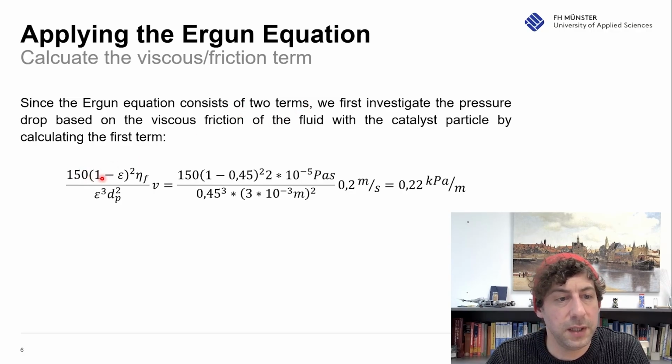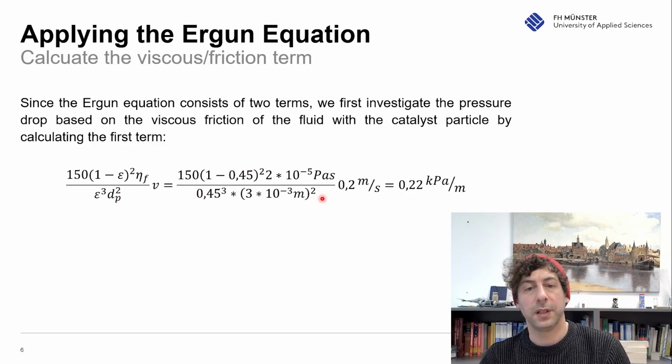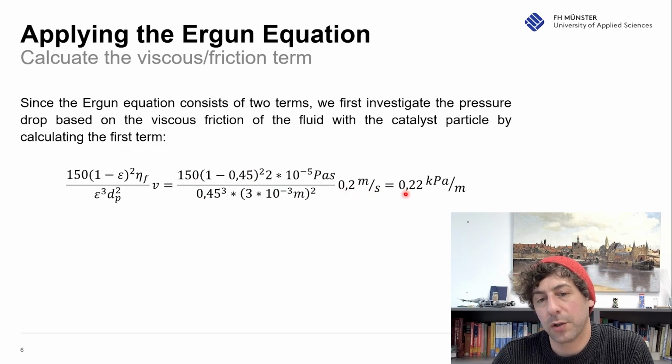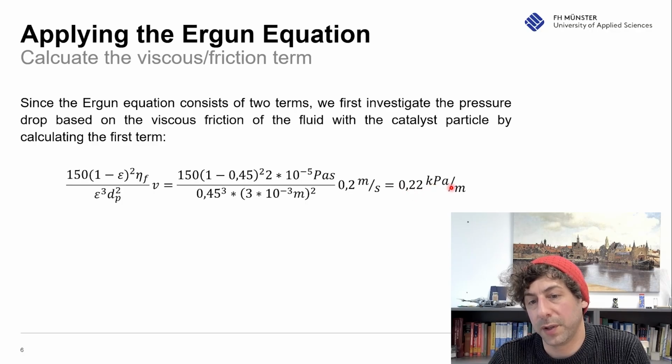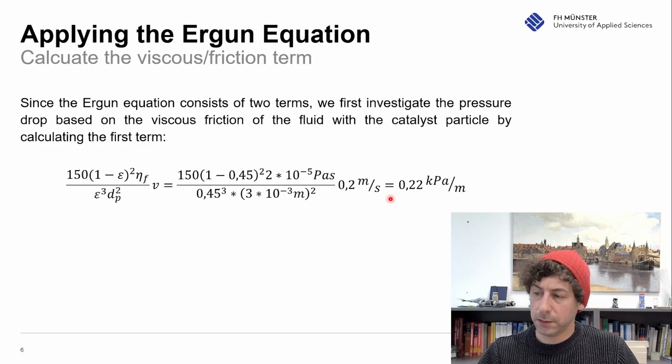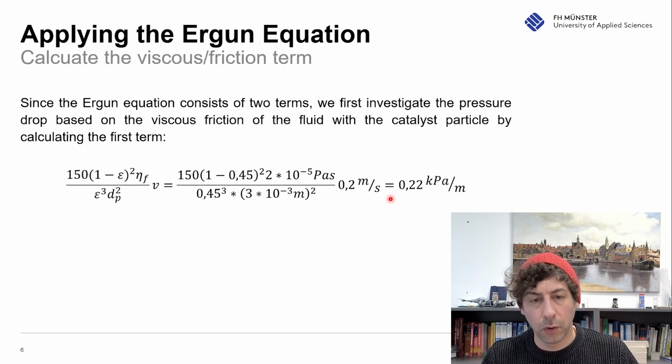So this is 150, (1 minus porosity) squared, viscosity of the system, velocity, and then we have here porosity cubed and particle size squared. So if you put in all the numbers, it's quite straightforward. We have all the numbers, don't forget the velocity, and you will end up with a pressure drop of 0.22 kilopascal per meter, which is a very low number, but we have quite large particles and a very low or slow gas flow, right?